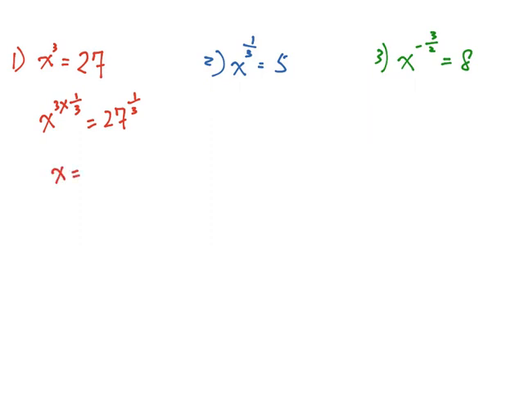So for the left hand side, it becomes x. And then for the right hand side, you have different ways to find it. One way, you can use a calculator. You press 27, then power, 1, ab/c, 3. So you can find the answer. It is 3.